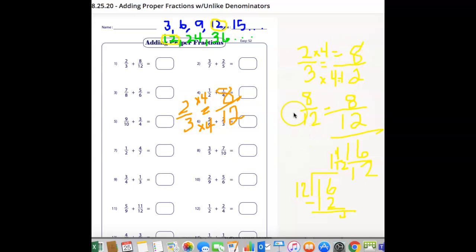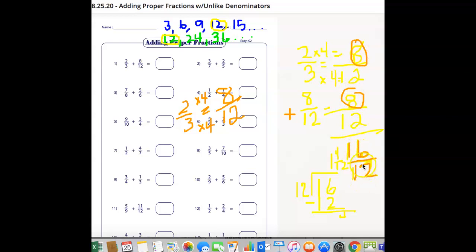Okay? So now that the denominators are the same, we can add, but we don't add the denominators. I'm sorry, oh my goodness. See, the bottom number is 12. We don't add those. We just keep the denominator 12. Now we do add the numerators. So 8 plus 8 is 16. So 8 twelfths plus 8 twelfths is 16 twelfths.